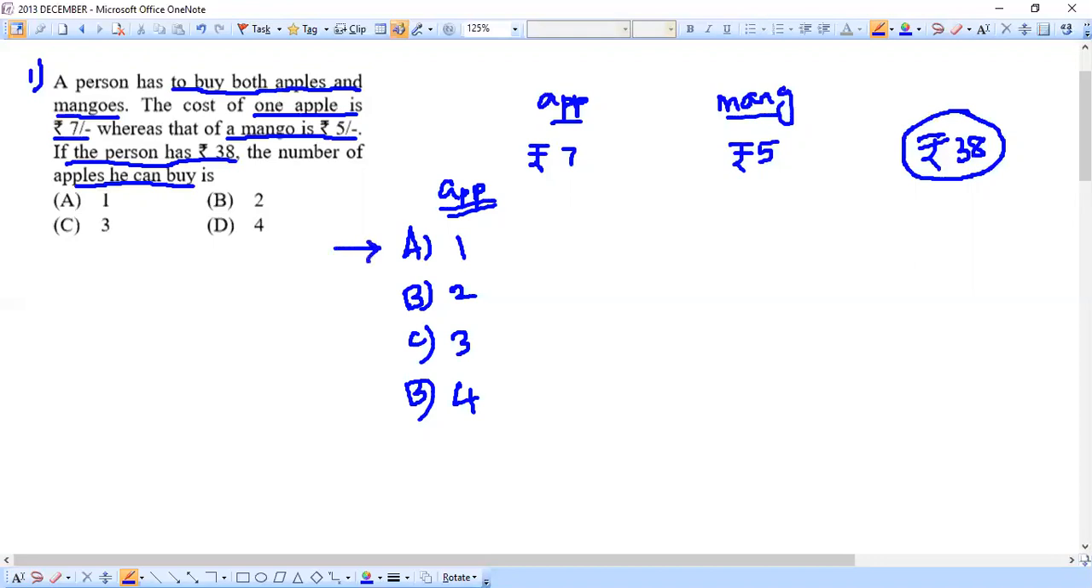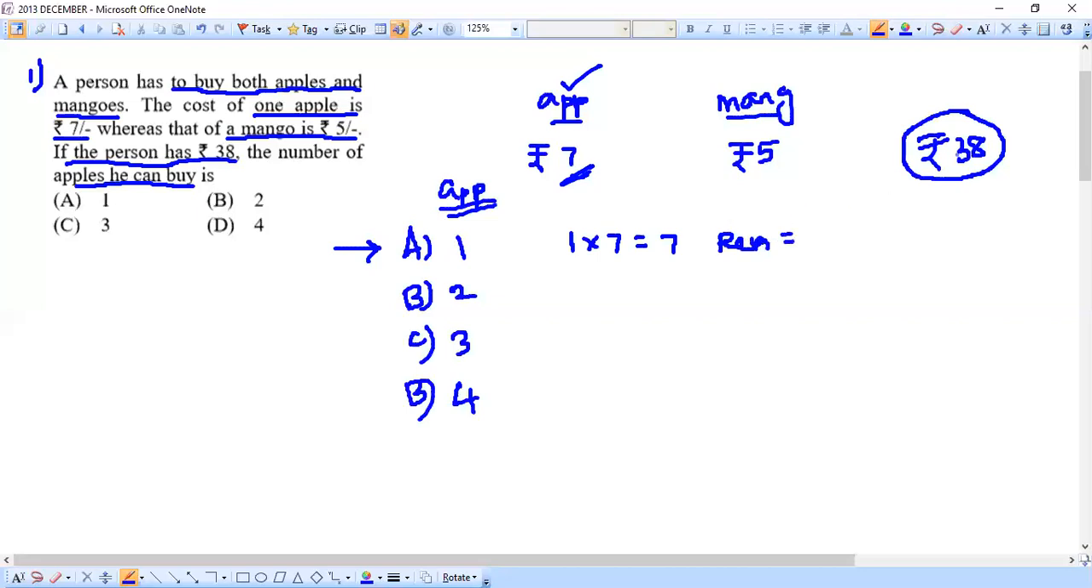Option A says he can buy one apple. Let's see what happens if the person buys one apple. So the cost of one apple will be 7 rupees. That is what is given here itself, right? We can see here the cost of one apple is 7 rupees. So he's going to buy only one apple. 1 into 7 will give us 7. That means, how much amount will he have remaining?